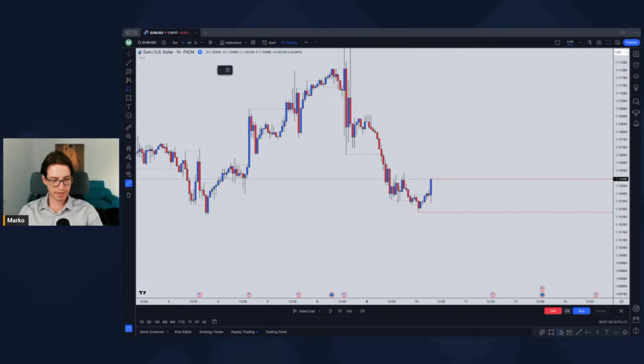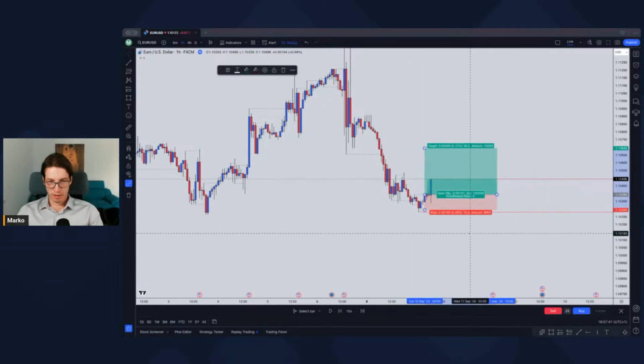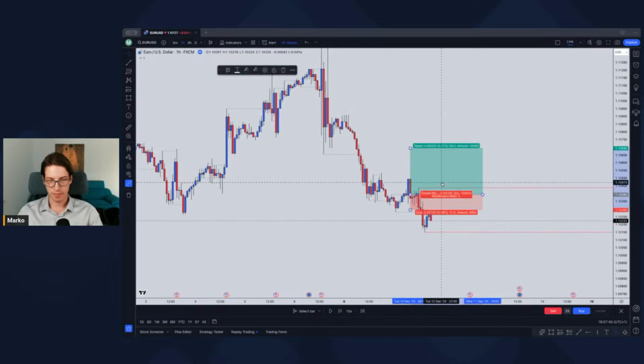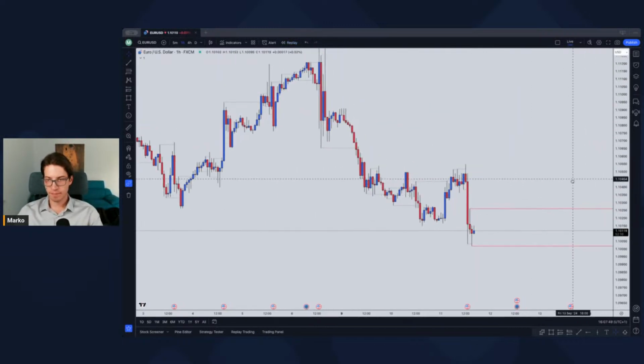So if anyone did get in this trade, it would be, let's see, 10 pips. It would be a loss. Okay, yeah, definitely a loss. So it's good that I did follow the plan.